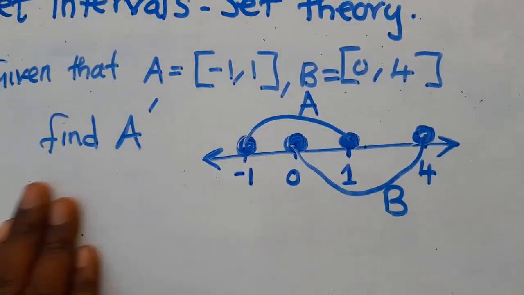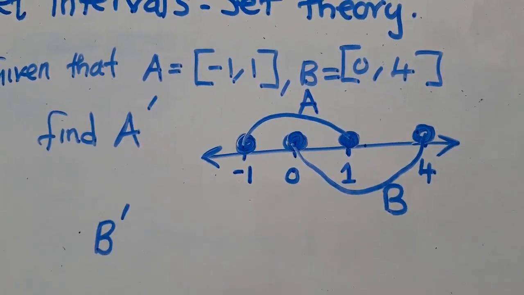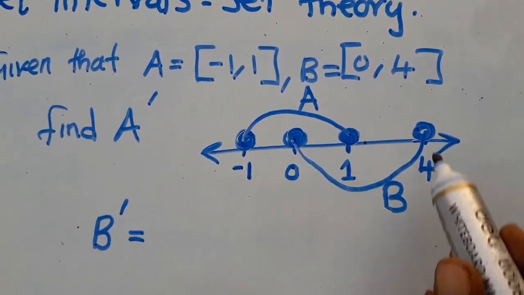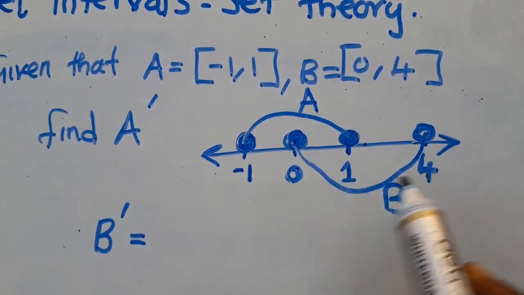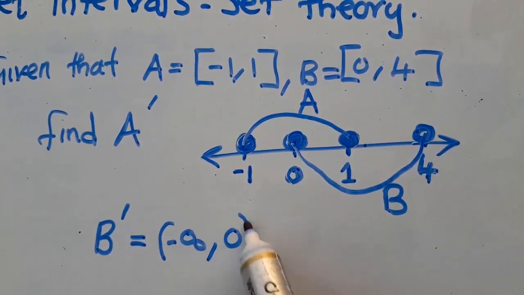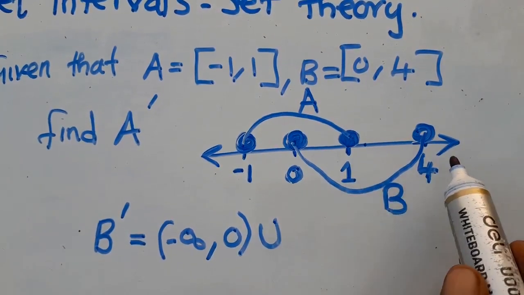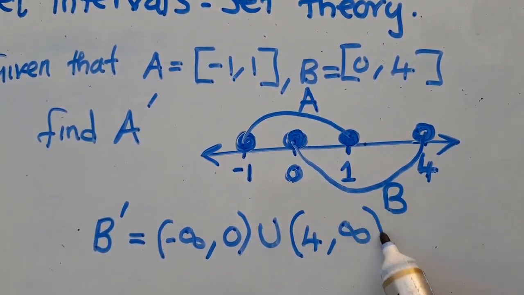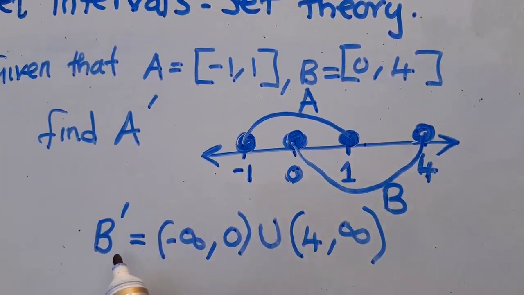Let us now answer another question. What if you are told to find B complement? How can you answer this? This is equal to, you remove B. Let's remove B, 0 and 4. So meaning from negative infinity to 0 not included. You put union. Then you start from 4, 4 not included, to positive infinity. This is how you need to answer when you are given B complement.